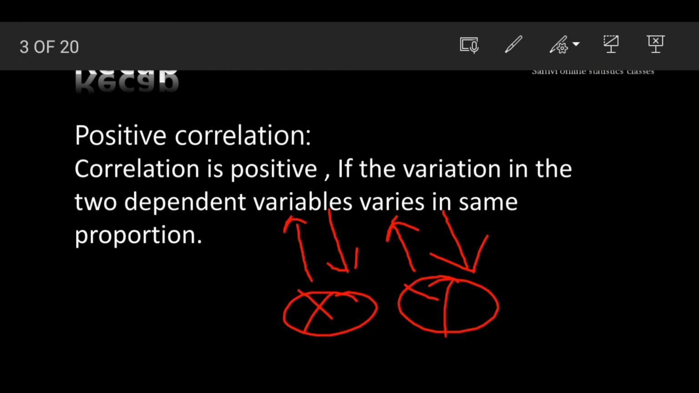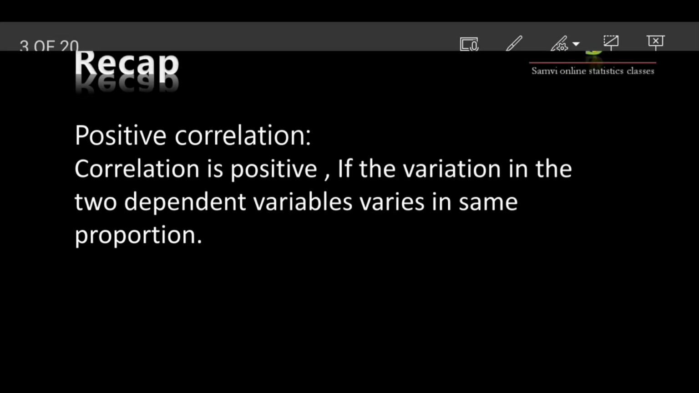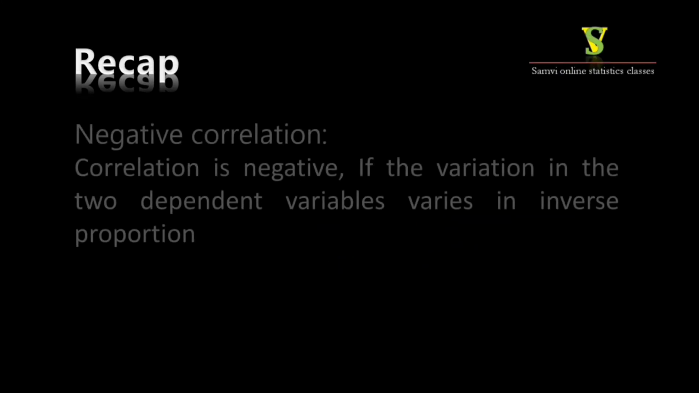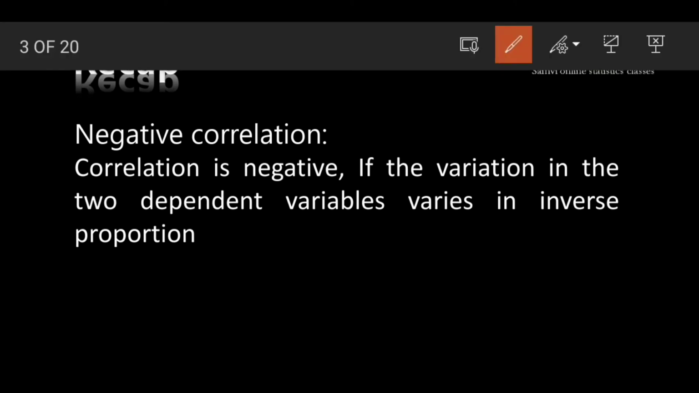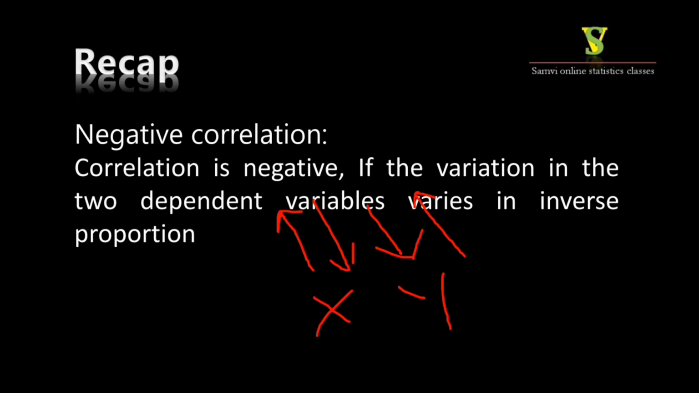After this, we discussed the next one, that is negative correlation. Correlation is negative if the variation in the two dependent variables varies in the inverse proportion. That means, suppose I write x and y variables, if the x variable goes on increasing, then the y variable goes on decreasing in the opposite direction. Otherwise, if the x variable goes on decreasing, then the y variable goes on increasing in the opposite direction. Such types of variations are known as a negative correlation.